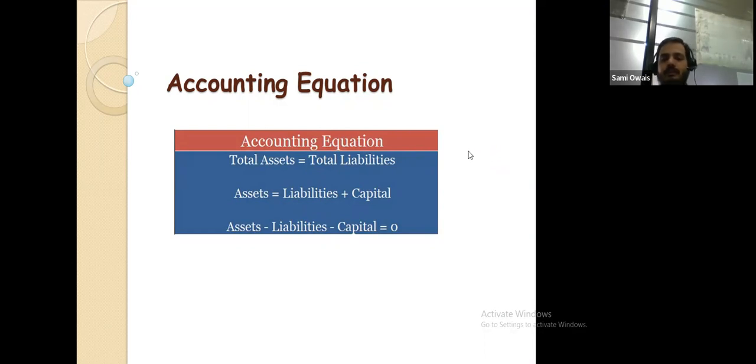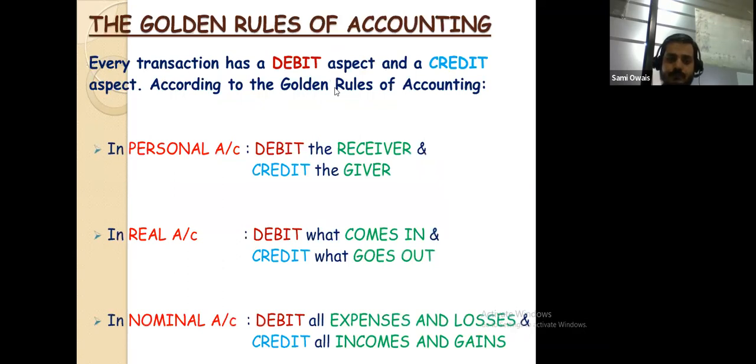Now the third thing: we were talking about journal entries, which are the base of accounting. Whoever the accountant is, throughout the world, if they are calling themselves an accountant, they must be aware of how journal entries are made. All journal entries are made on the basis of some accounting rules, what we call the golden rules of accounting. And there are three things we have there: personal, real, and nominal.